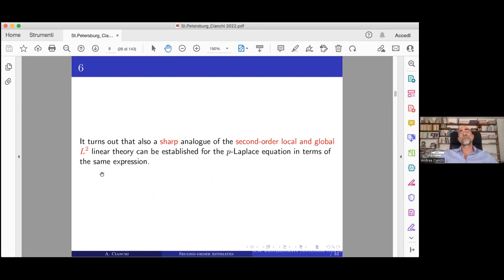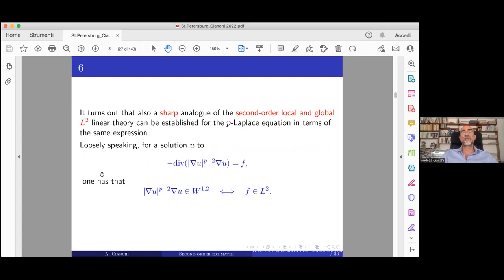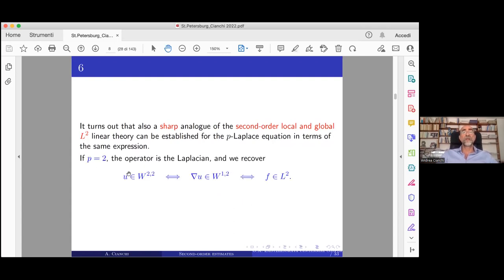So it turns out that also the second order regularity theory in L2 can be well formulated in terms of this nonlinear expression. And the philosophy of the results I'm going to present is the following: if you have this p-Laplacian equation with the right-hand side f, then this expression under divergence, so modulus of gradient to the p minus 2 times gradient, is a Sobolev function, is W^{1,2}, if and only if the right-hand side is in L2. So this means that basically this expression inherits exactly the same degree of integrability of the function f in L2. And of course, in the linear case, this matches the classical result I told you about at the beginning, that f is in L2 if and only if the gradient is just W^{1,2}, which means that the solution u itself is a W^{2,2} function.